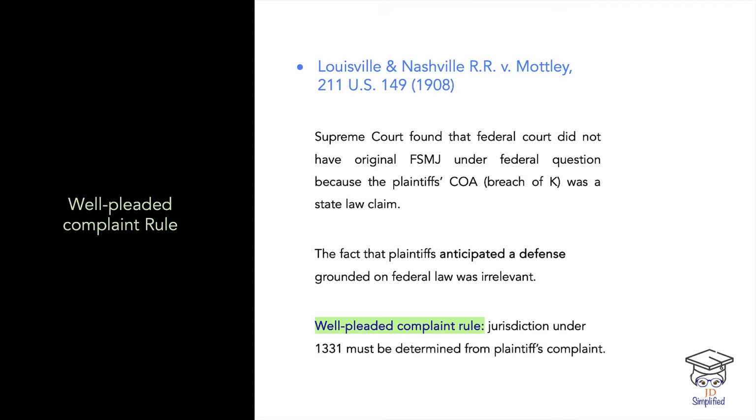The fact that plaintiffs anticipated a defense grounded on federal law was irrelevant. And this is true even if the defense is anticipated in the complaint and both parties admit that the defense is the only question truly at issue. So even if this federal question, this federal ingredient, is truly what's at issue, it does not meet the well-pleaded complaint rule. It has to be a cause of action in the plaintiff's complaint, not a defense, not even an anticipated defense by the defendant.